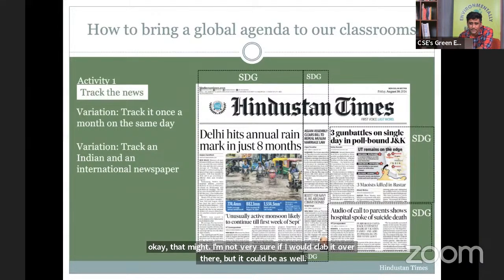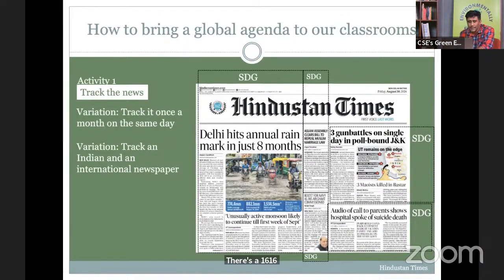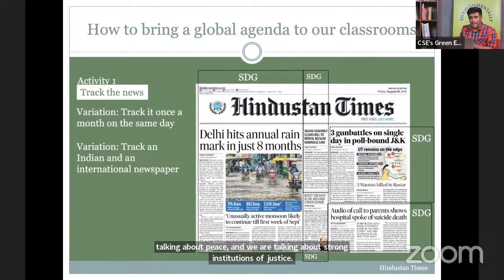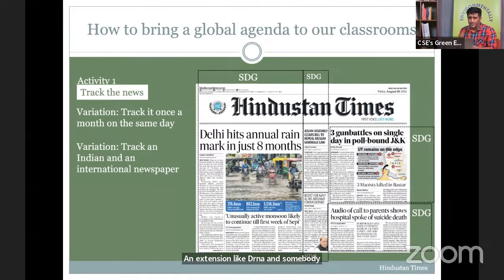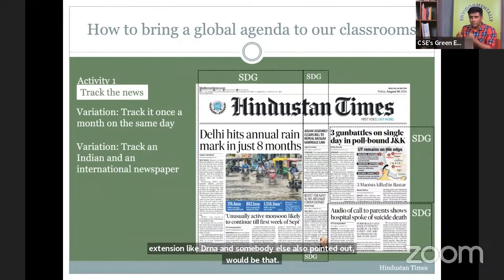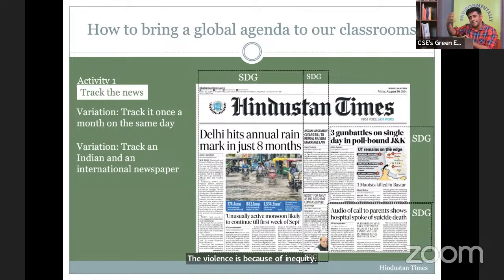SDG 16, perfect. Hunger, interesting. Perfect. Let's move on to the next one. In my head, the direct correlation is obviously SDG 16, where we're talking about peace and strong institutions of justice within communities. An extension, like Dr. Aparna and somebody else also pointed out, could be that the violence is because of inequity. So that might be triggering it.